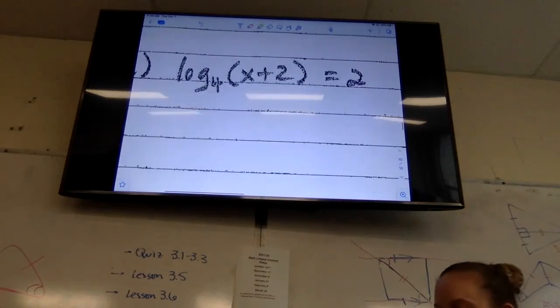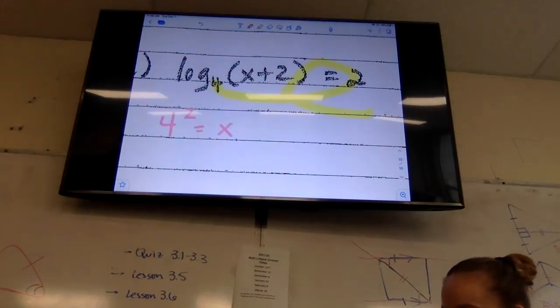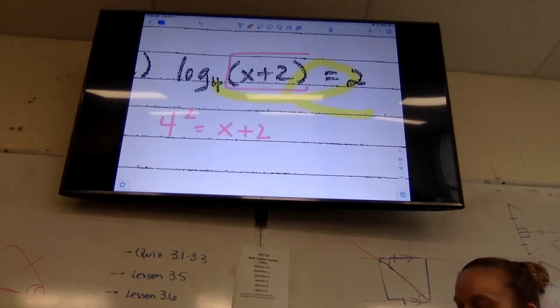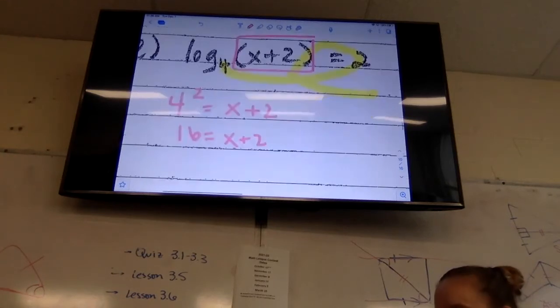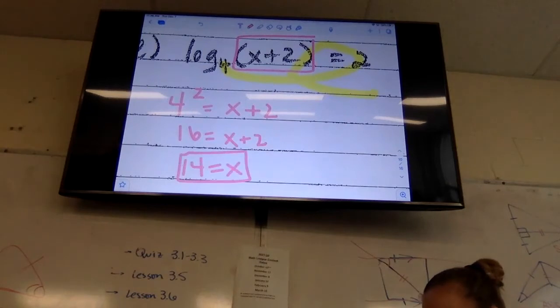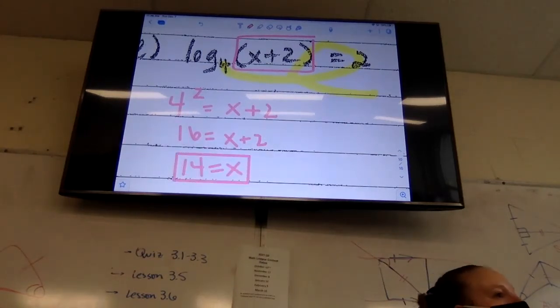So I'm going to log roll here again. I'll say 4 raised to the second equals x plus 2. So the entire thing that I'm doing the log of is my answer here for my exponential form. Simplify and then we solve. So 4 squared is 16. x plus 2, minus 2 from both sides, 14 equals x. A little added difficulty, but not too bad, right? We're all good so far, correct?